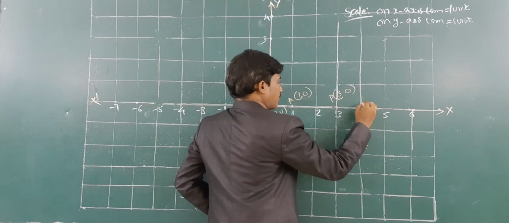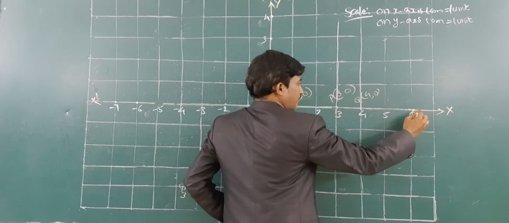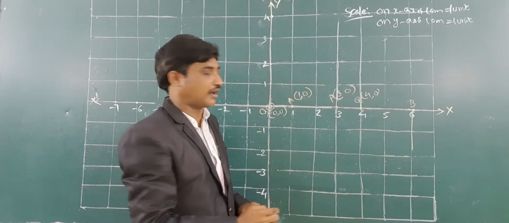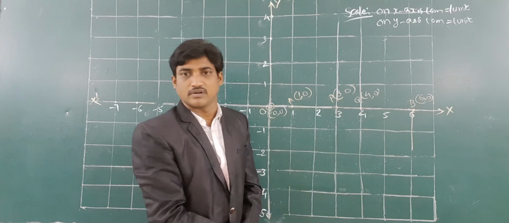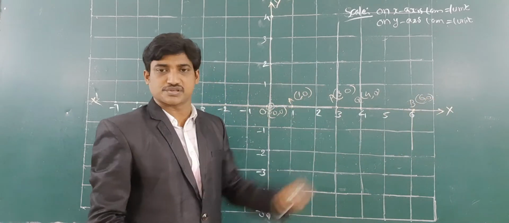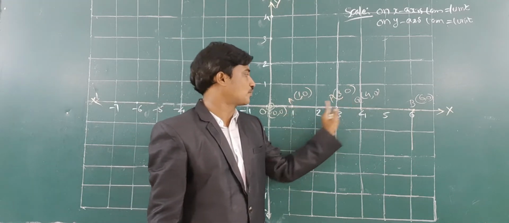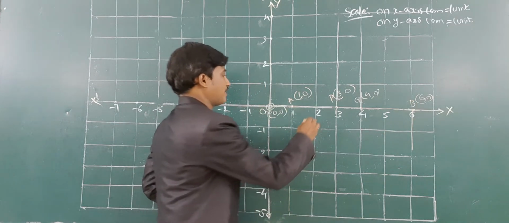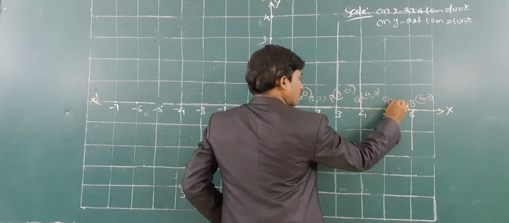Here the ordered pair is (4, 0). Here, let me write this point as B, the ordered pair is (6, 0). On OX, the points are like (1, 0), (3, 0), (2, 0), (4, 0), (6, 0). Here the point you can write (2, 0), here (5, 0).